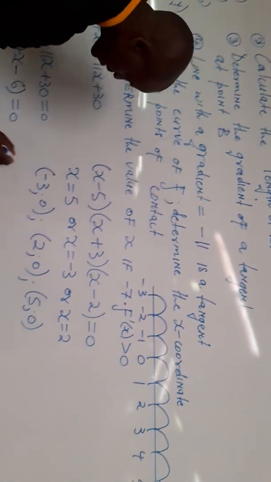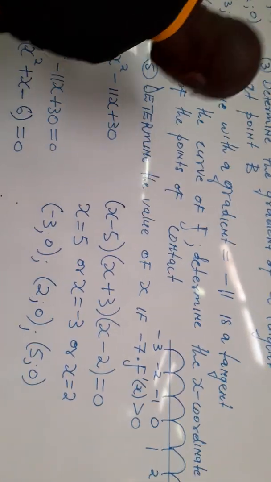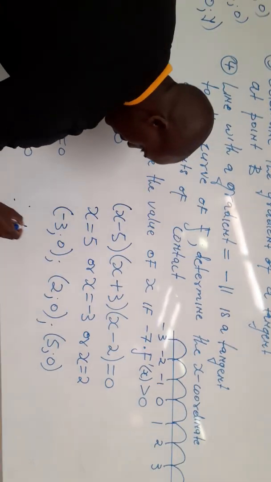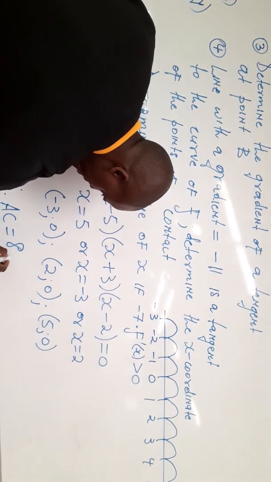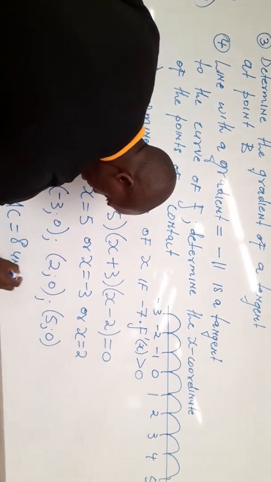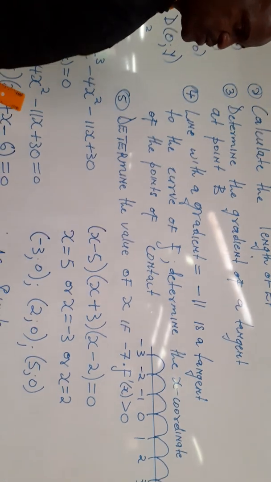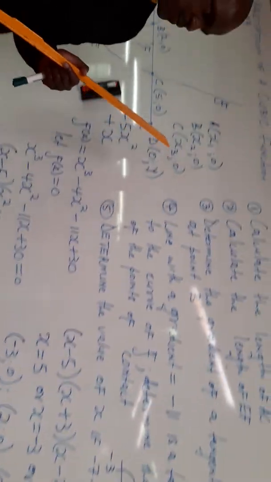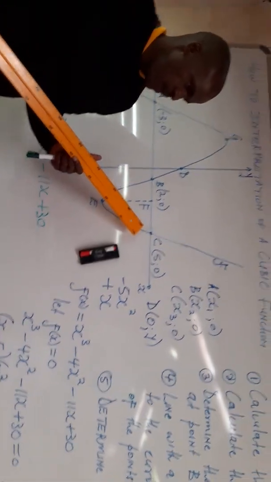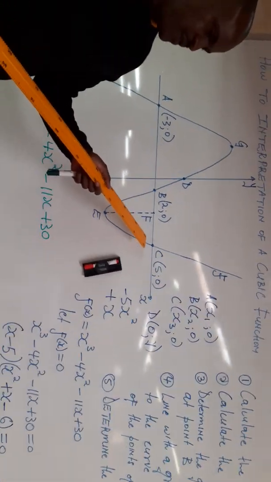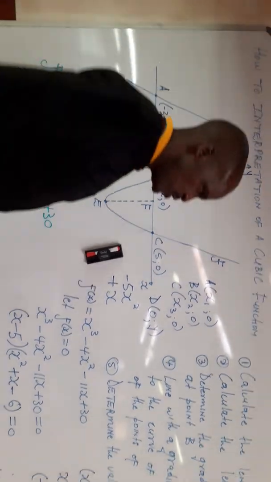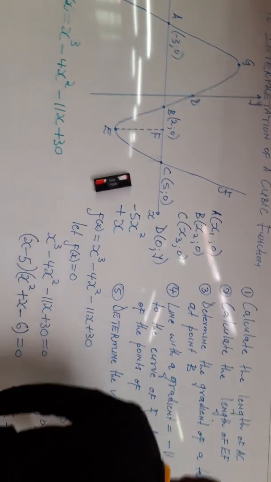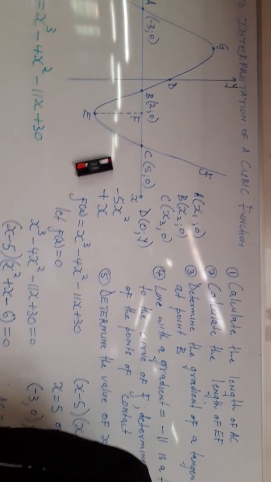Therefore, the length of AC will be equal to 8 units. Remember that if you are to find the distance, it's a matter of finding the difference between 2 points.